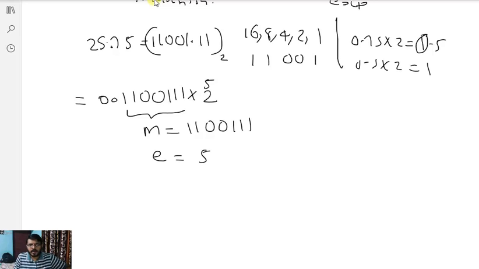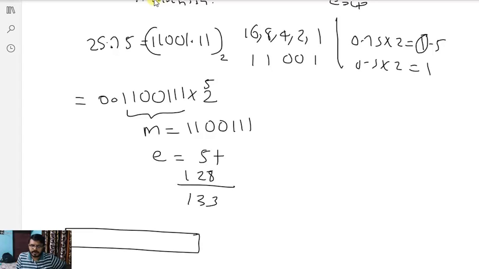Now we have to bias this exponent, that means you have to add this with 128. Now if you add this with 128, you will get 133. Okay, now we can represent. Now this number is positive number, so our sign bit will be 0. Then you have to represent the mantissa 11001110. So 1 2 3 4 5 6 7 8 bits avadund.